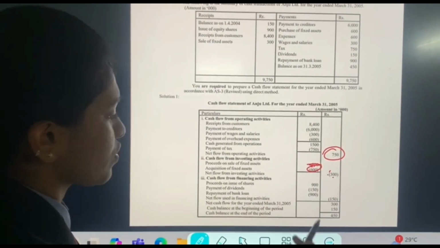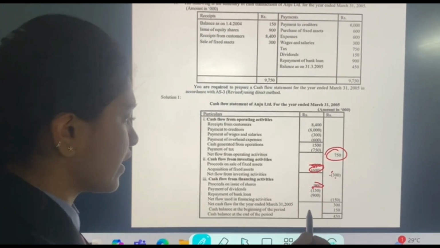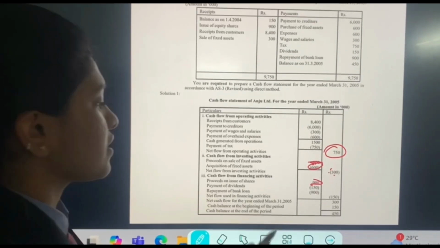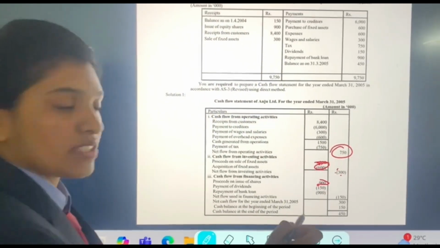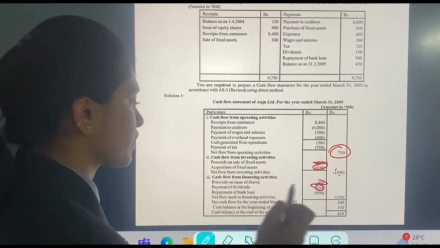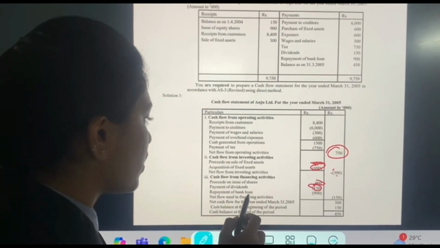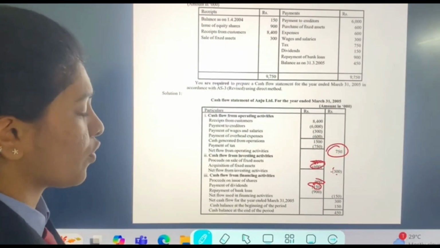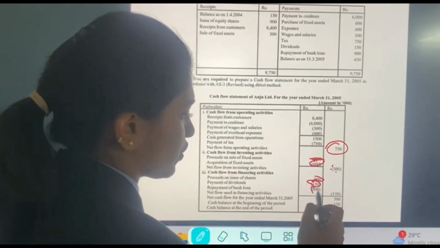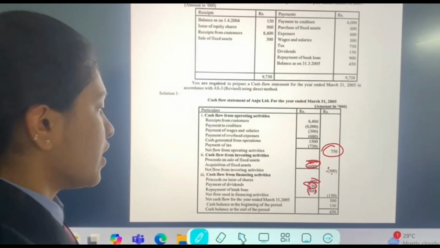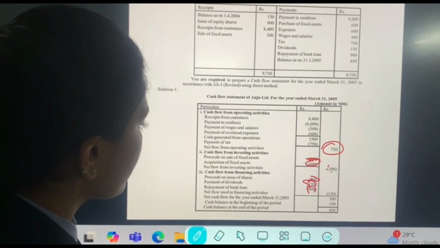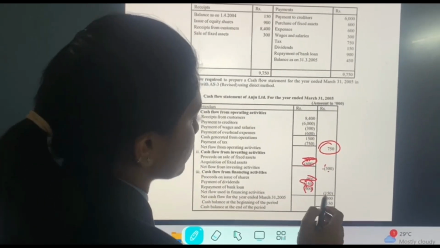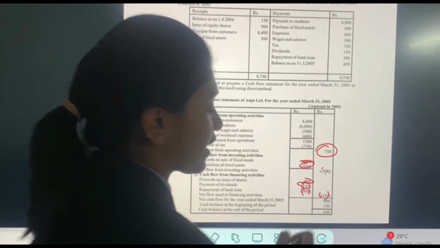It is an inflow, so it is 900. And payment of dividend is an outflow. We are paying dividend, so it is 150 negative. Repayment of bank loan is also an outflow, so it is also put into the bracket of 900. And the net flow used in financing activity is 150. It is also a negative figure.